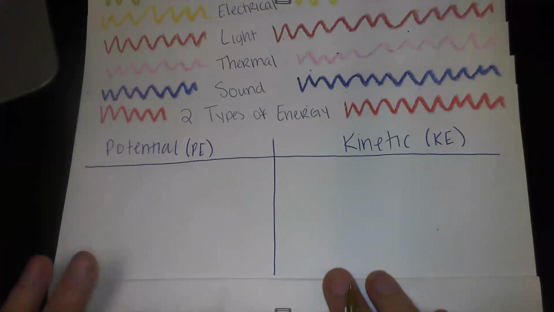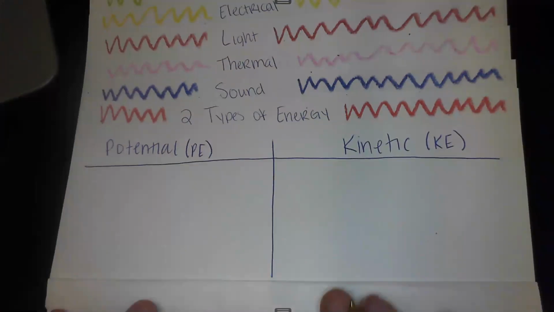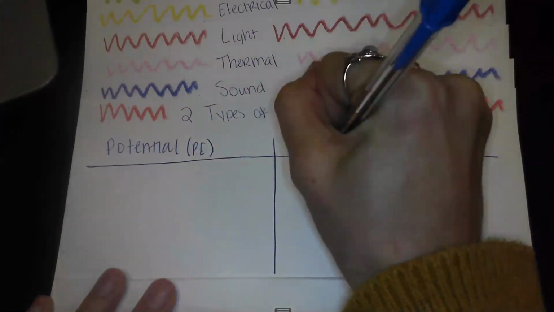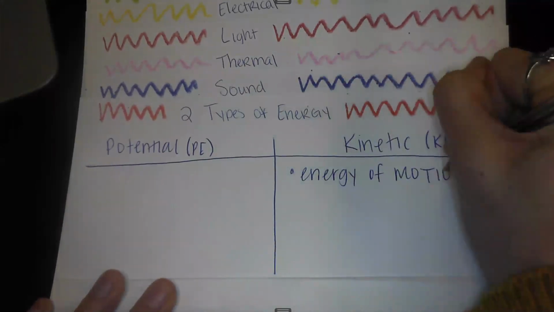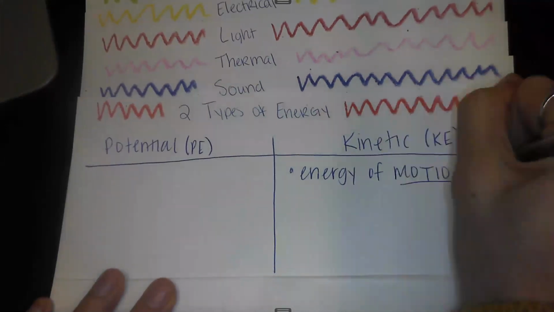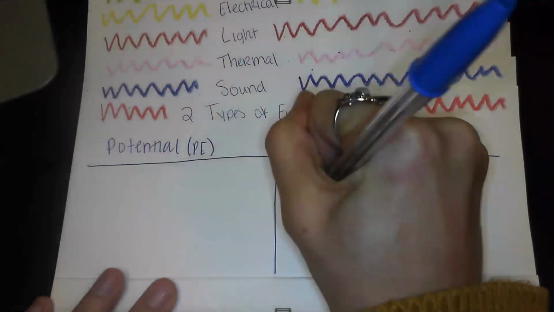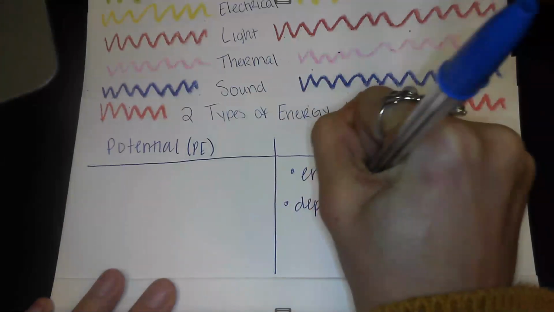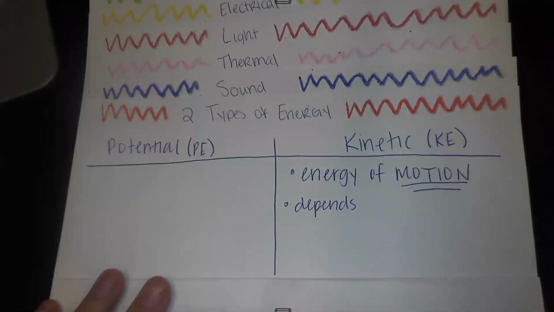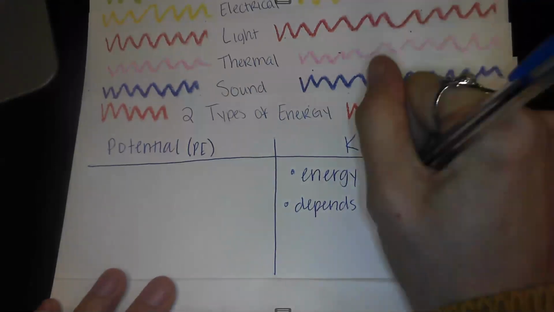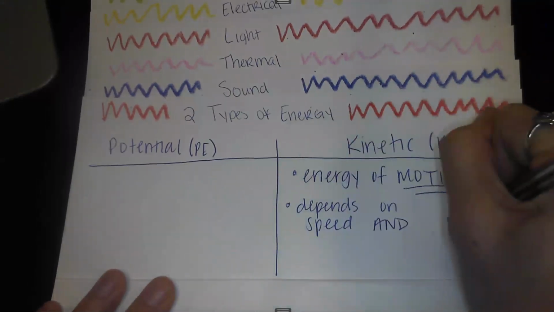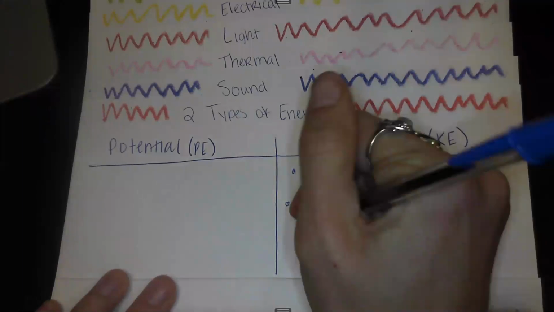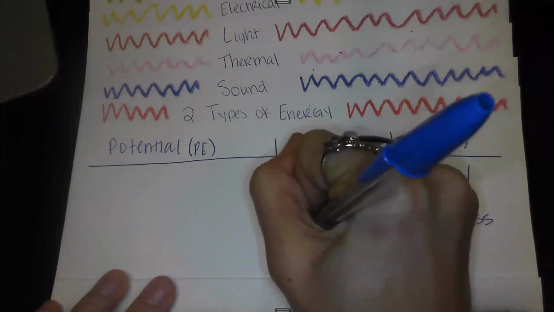Which one of those was energy due to motion? Caroline? Kinetic, very good. So this is energy of motion. And we said it depends on two things. Looking back on your reading, it said it depended on two things. Christian? Yep, it depends on speed and mass. We said that if it had more speed, did it have more or less kinetic energy?